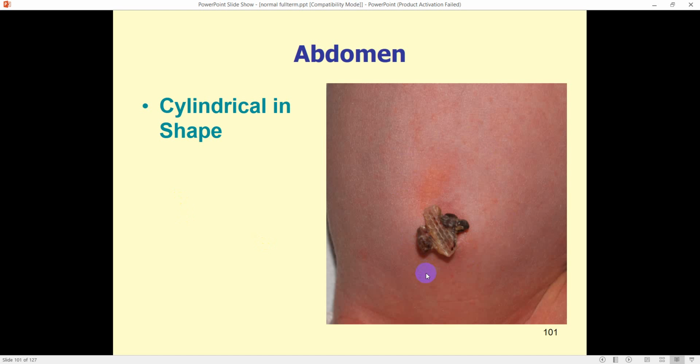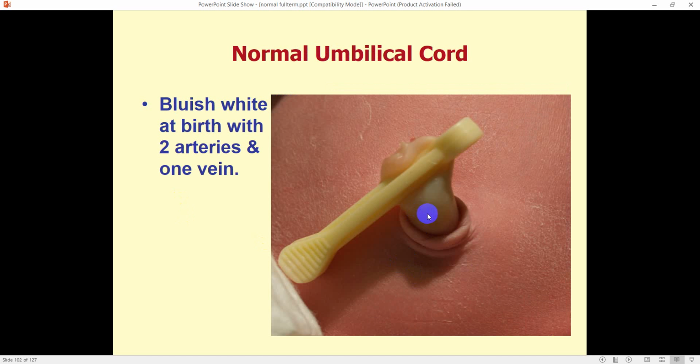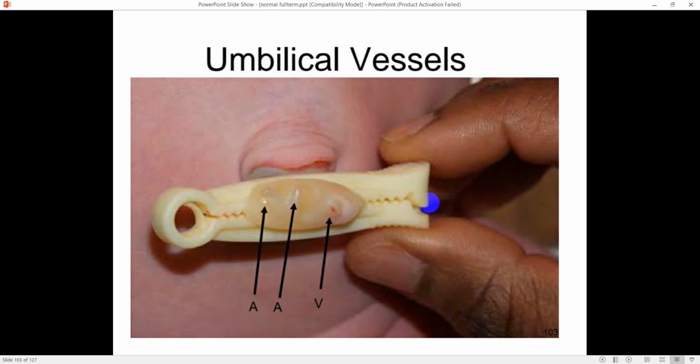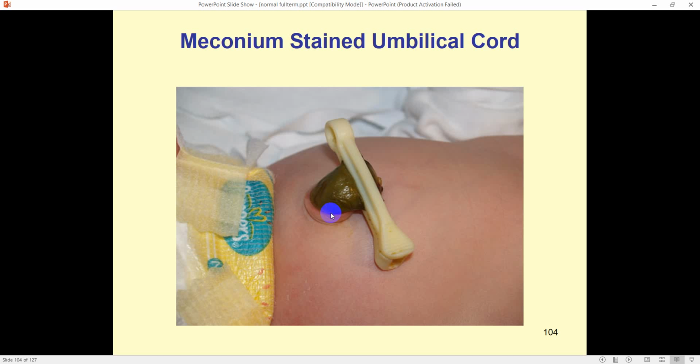This is a picture of the abdomen, which is cylindrical in shape, and this is the umbilical stump. It is white at birth. It has 2 arteries and a single vein. This is the picture of the artery, white and full, and this is the picture of the vein. And this umbilical cord may be meconium stained.